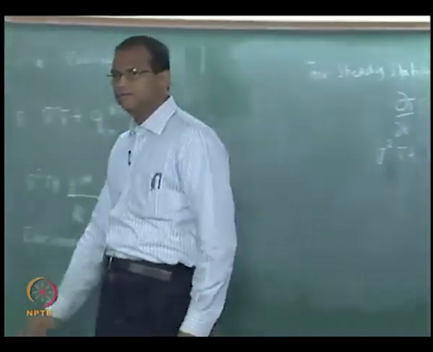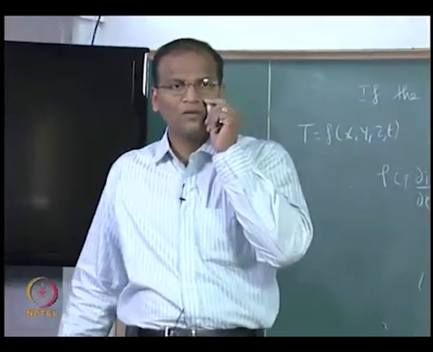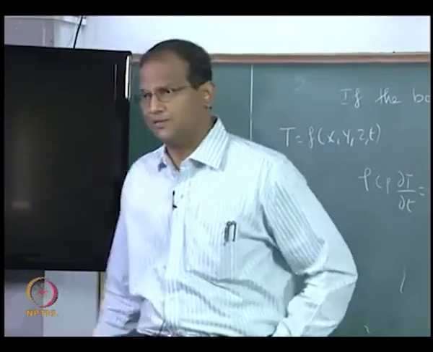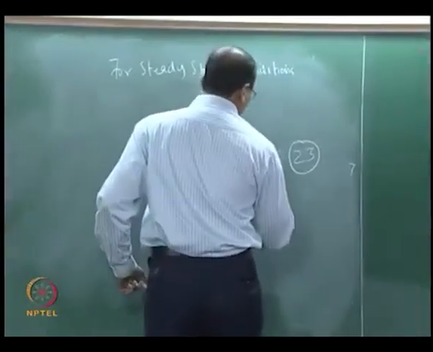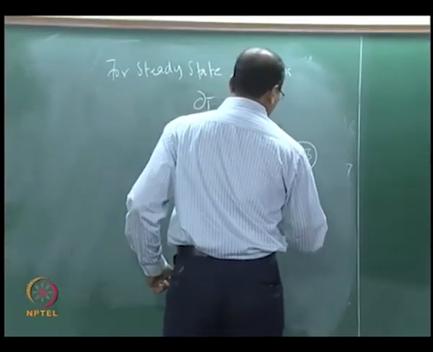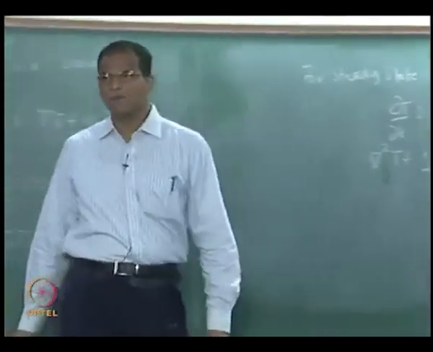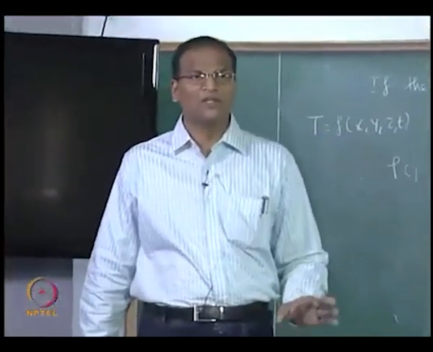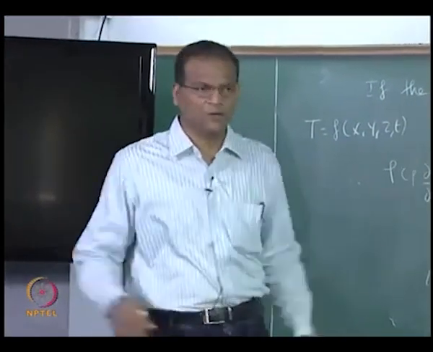this is called the Poisson's equation. This is called the Poisson's equation. If q triple prime is also 0, then it reduces to the Laplace equation.